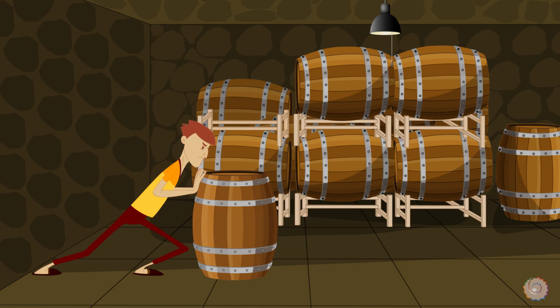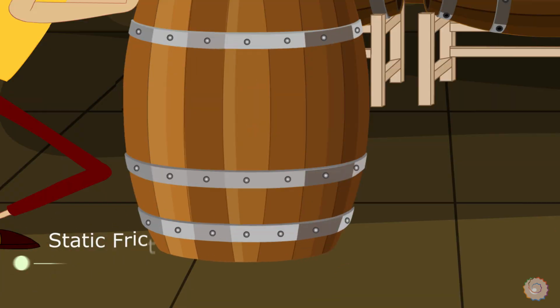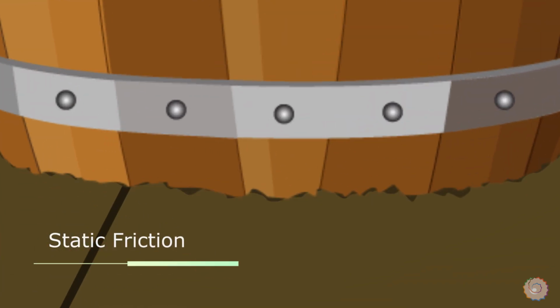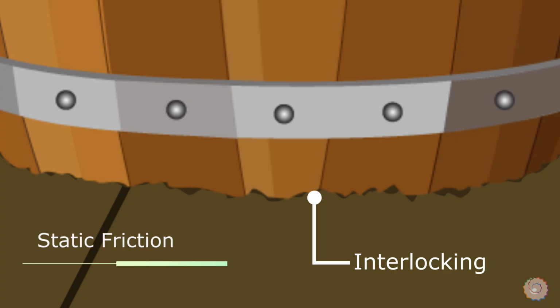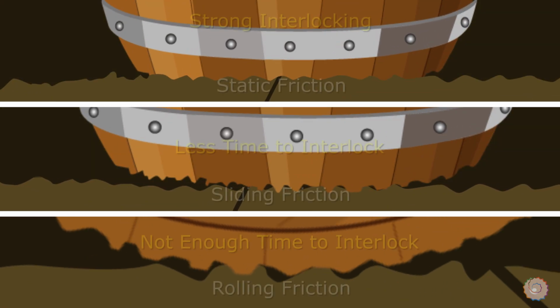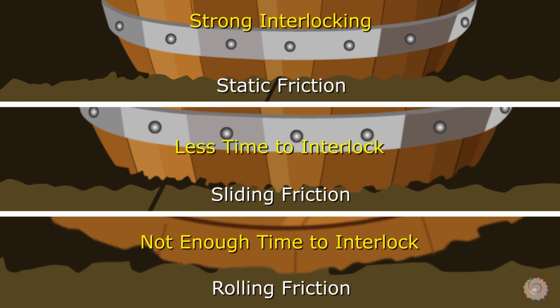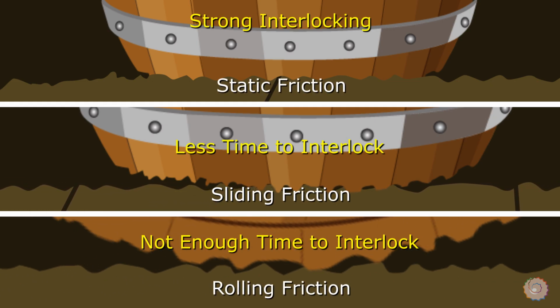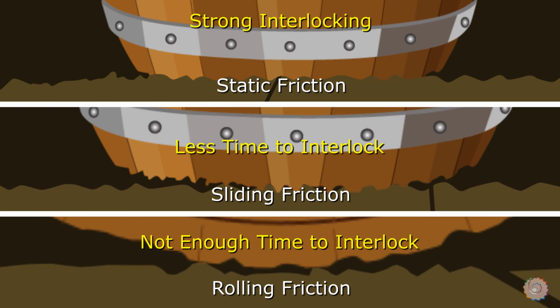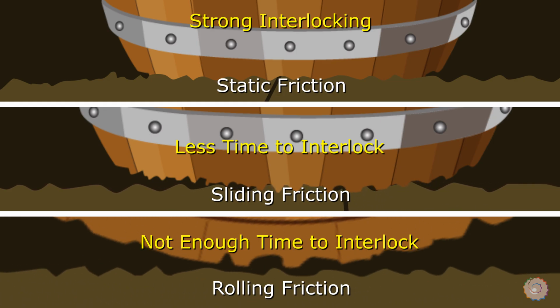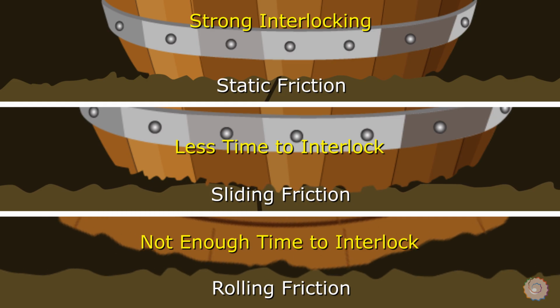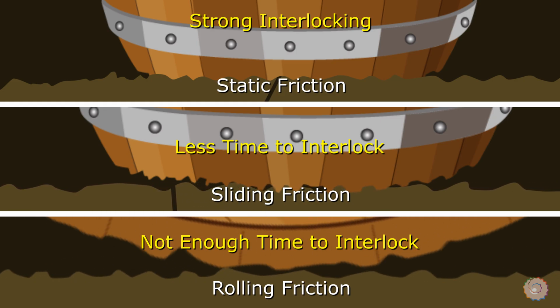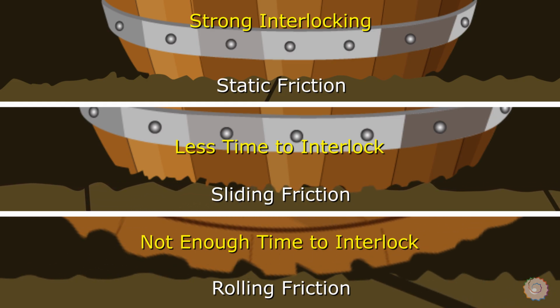So the strongest frictional force is static friction. See, when the barrel is at rest, there is serious interlocking between the two surfaces, and hence a large amount of force is required to overcome the static friction. And when it slides or rolls, there is not enough time for this interlocking to occur, resulting in a lesser amount of force required to overcome the sliding or rolling friction. Hence, we can say that static friction is more than sliding friction, which again is more than rolling friction.